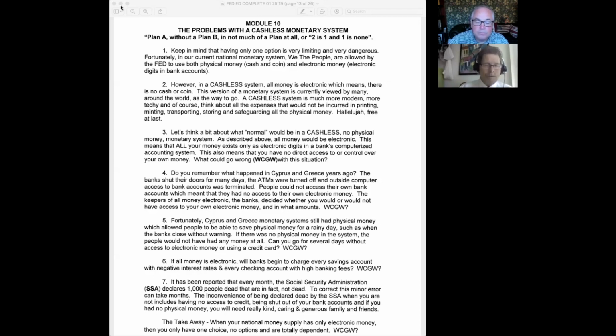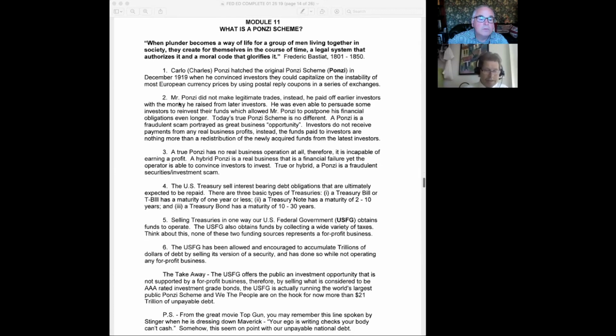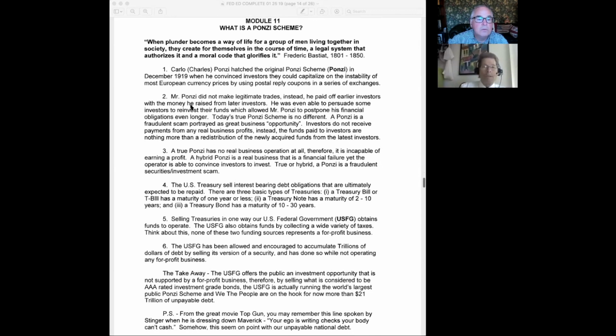All right, so let's move on to Module 11. Module 11 is, what is a Ponzi scheme? Okay, I'm going to read the quote. When plunder becomes a way of life for a group of men living together in society, they create for themselves in the course of time a legal system that authorizes it and a moral code that glorifies it. Frederic Bastiat, 1801 to 1850.